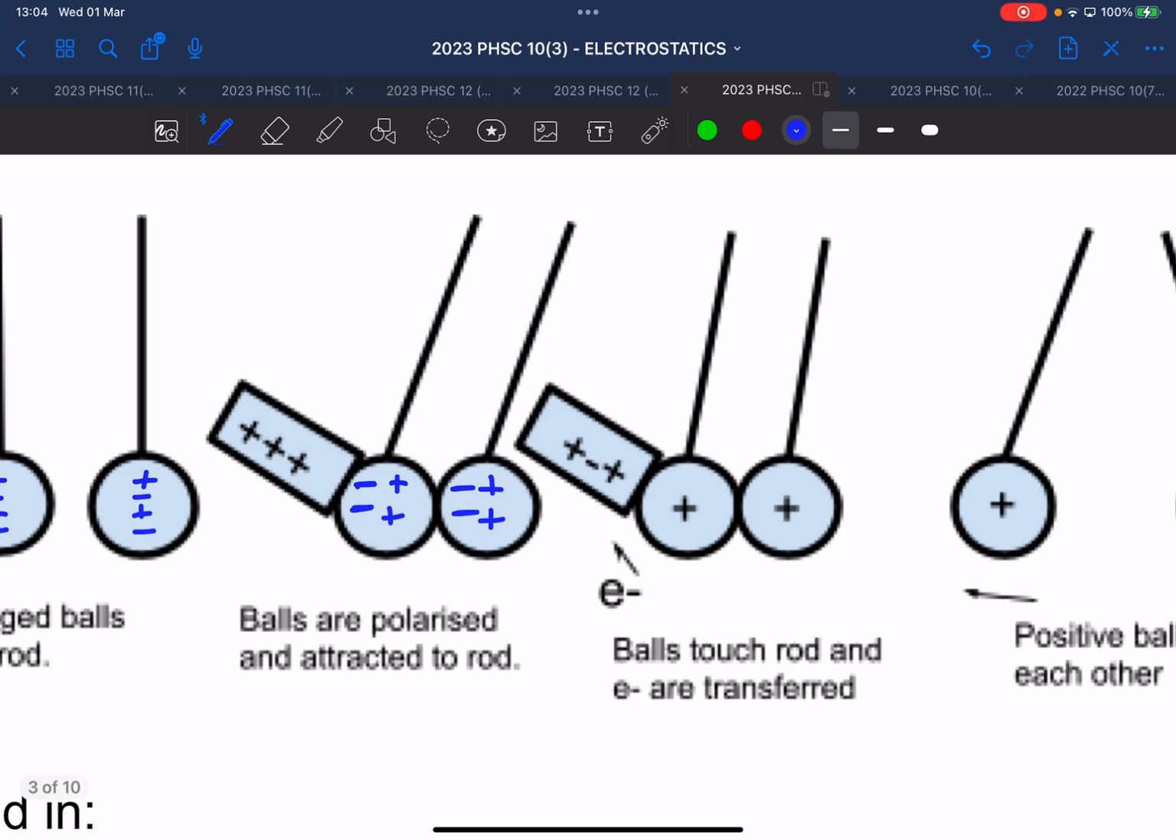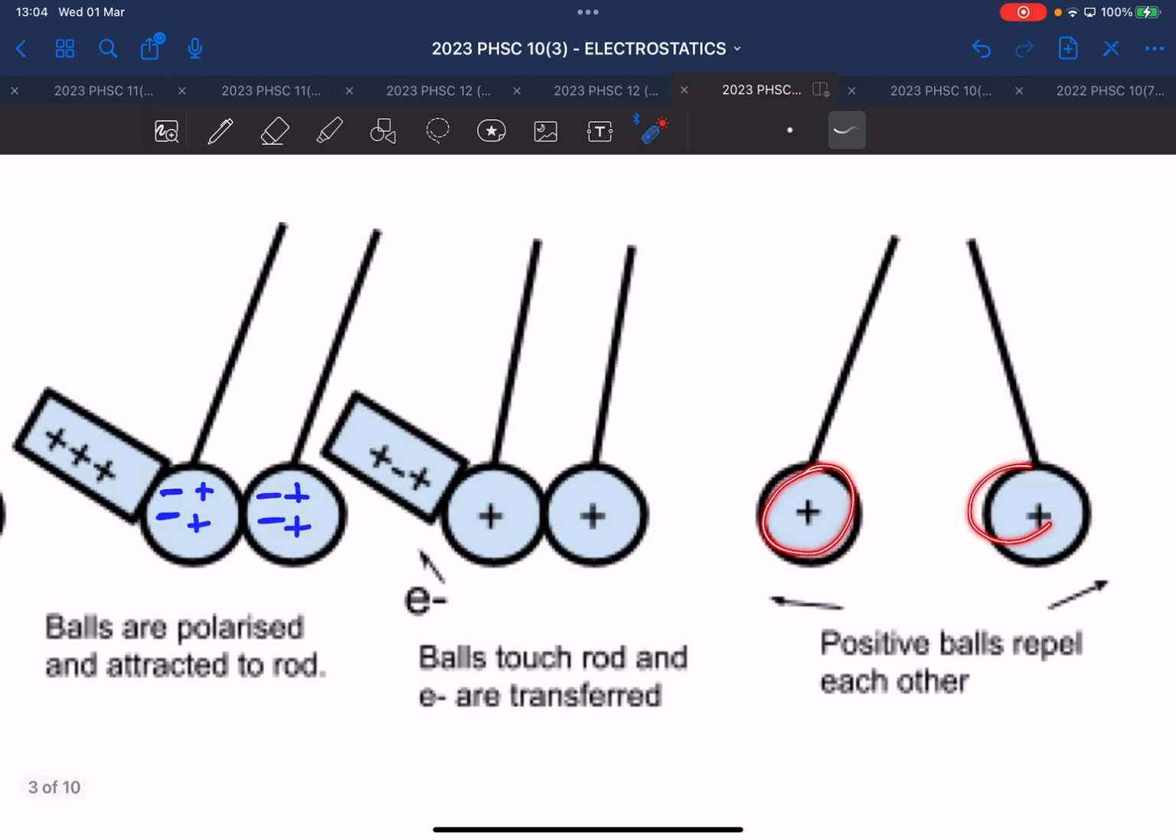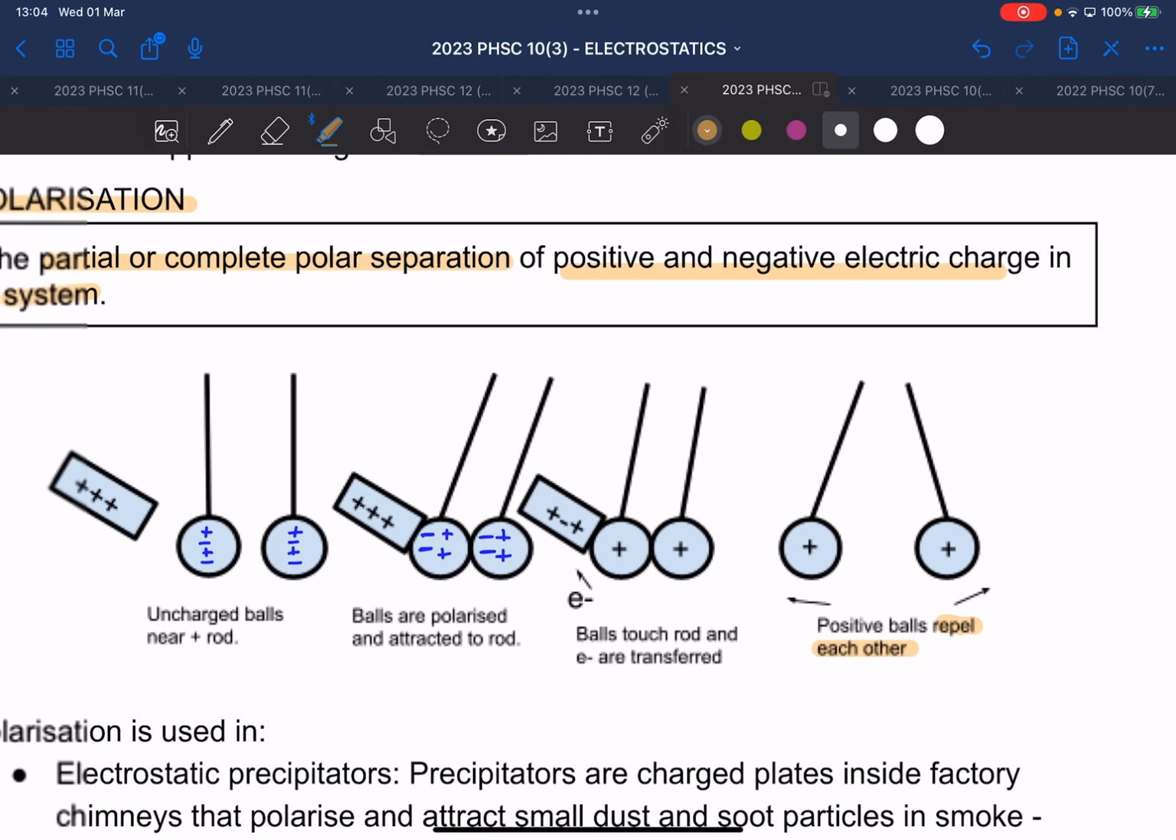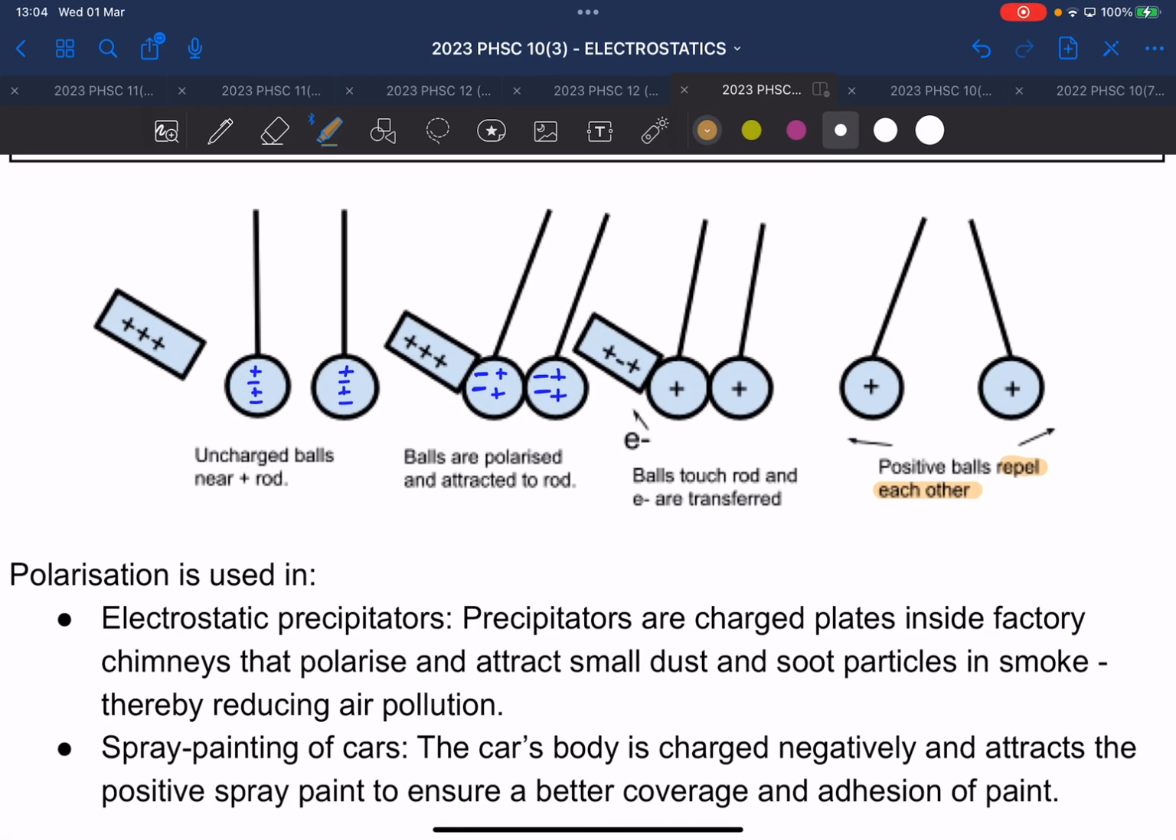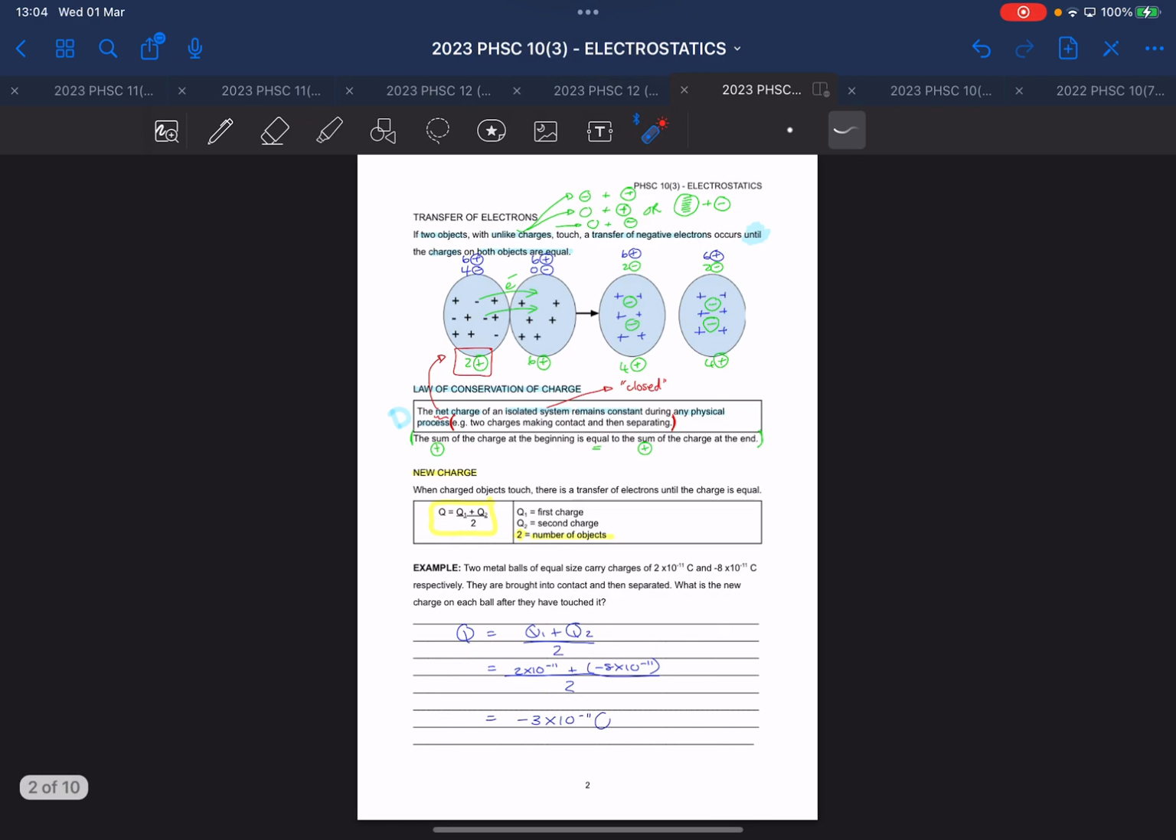When they touch, the electrons jump from the balls onto the rod. So now it loses the electrons. The balls become positively charged, and what will happen? They will repel each other. Okay, so this is a whole story that we can use.